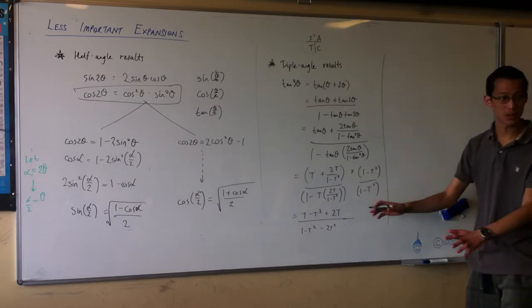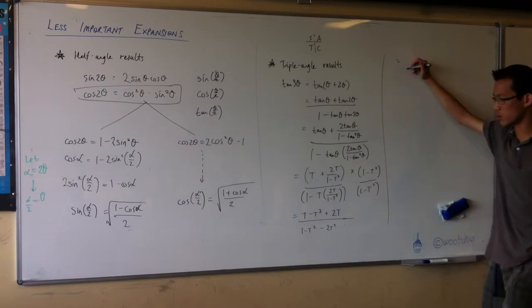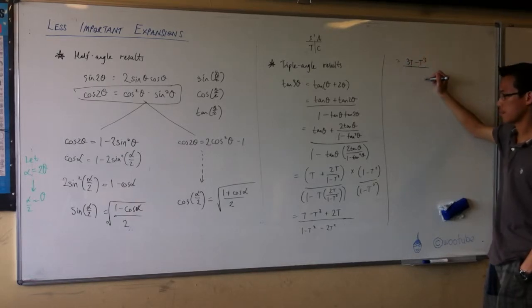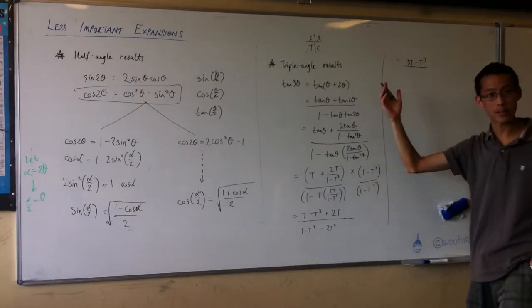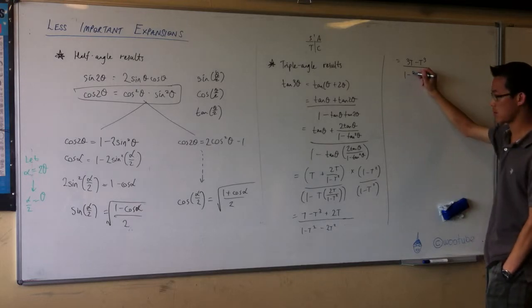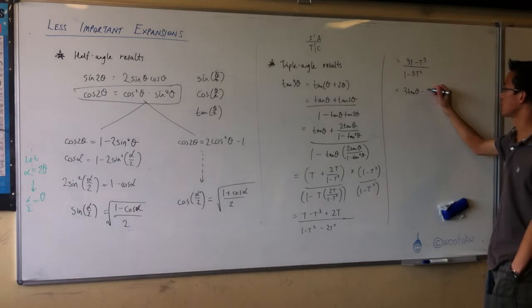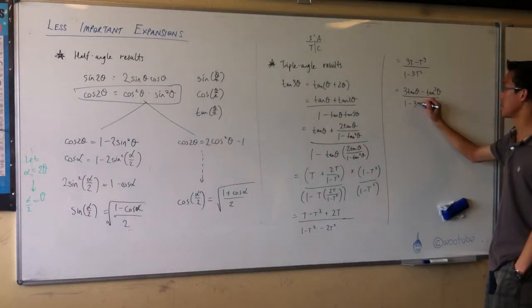All I need to do is gather like terms. So that's equal to 3T minus T cubed. And on the bottom, I've got T squareds that go together, so I've got 1 minus 3T squared. Let's fix that up in terms of what it actually means. So here is the triple angle identity for tan.